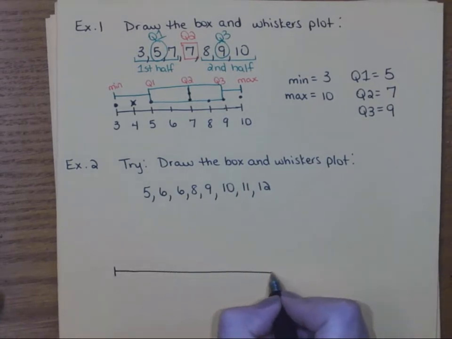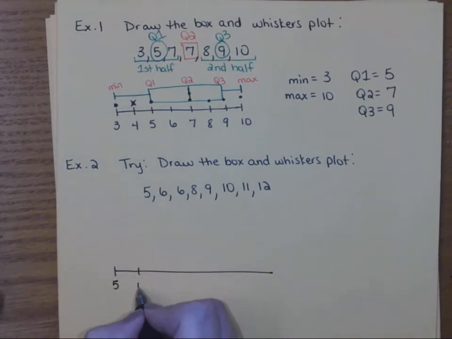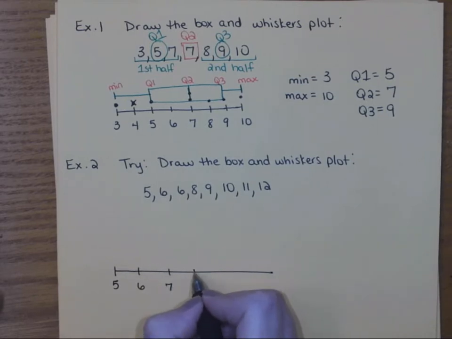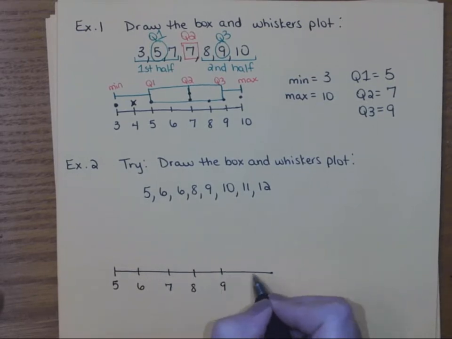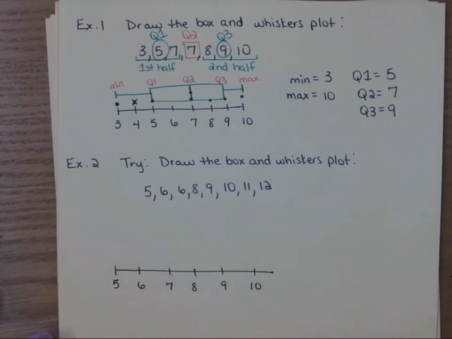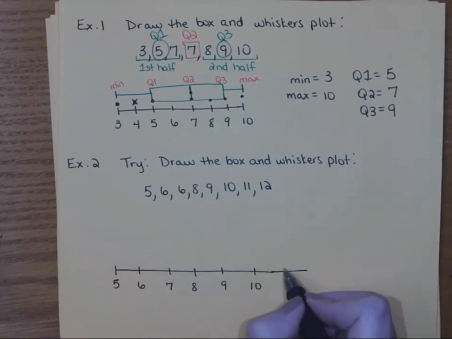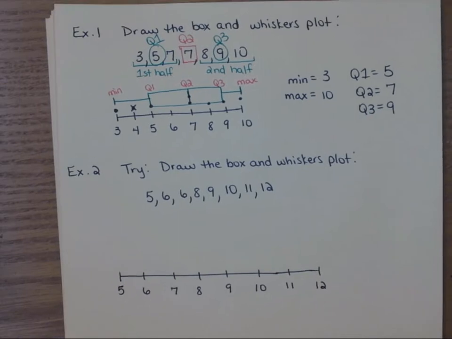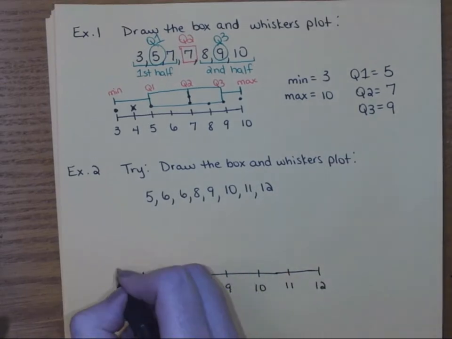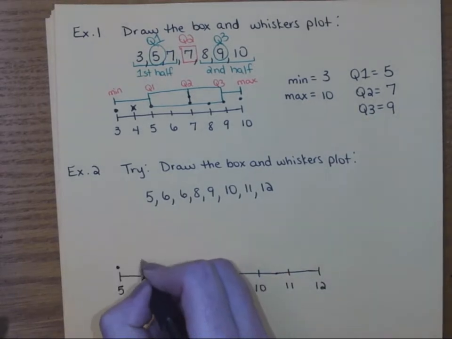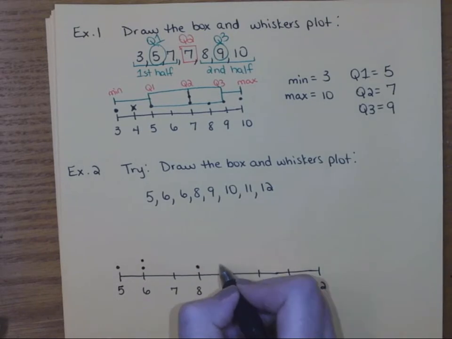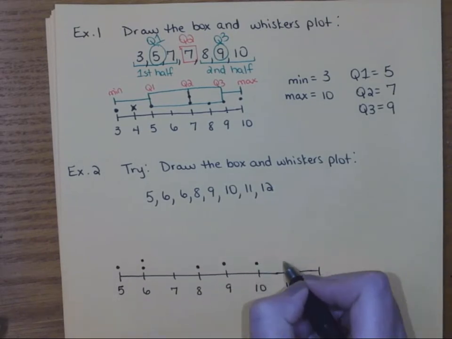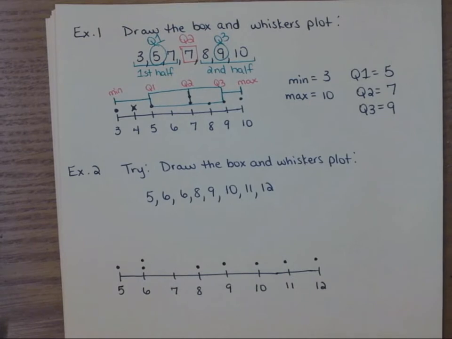Okay, so for this one, I'm going to start counting at 5. I'm going to count all the way up to 10. Oh, I need to go further, right? So I actually need to go to 12. Okay, so let's graph them first. I have a 5, I have 2 6s, an 8, a 9, a 10, an 11, and a 12.